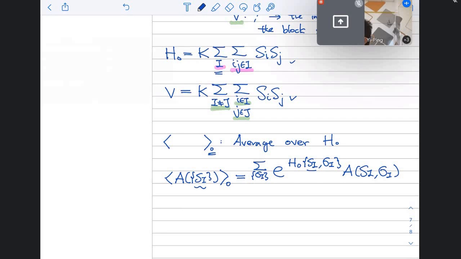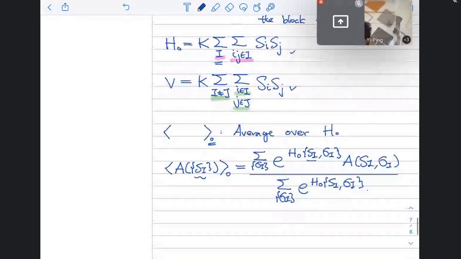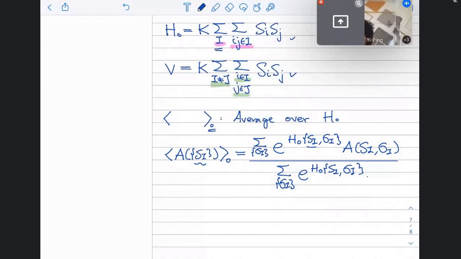Okay, and of course, because it is an average, we need to divide it by the corresponding partition function as we did before. So this is, to some extent, the definition of what the average over H0 means, because you just sum over the corresponding configurations within each triangular bracket.